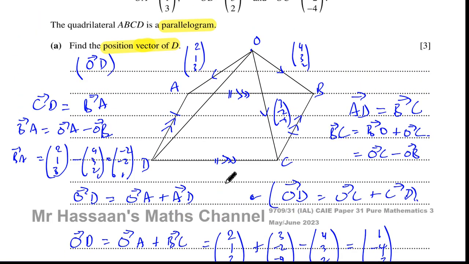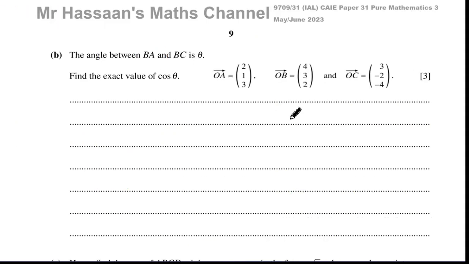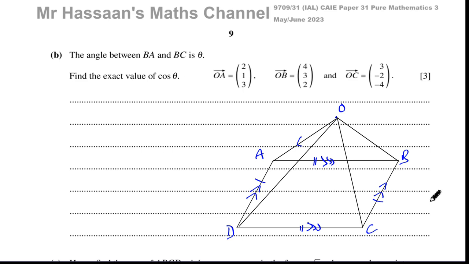Now for part B, the question is telling us the angle between BA and BC is theta. Find the exact value of cosine theta. So I'm going to bring the diagram across so we can have a look at it. So now it says the angle between BA and BC, so this angle here, they're calling this angle theta. Find the exact value of cosine theta.